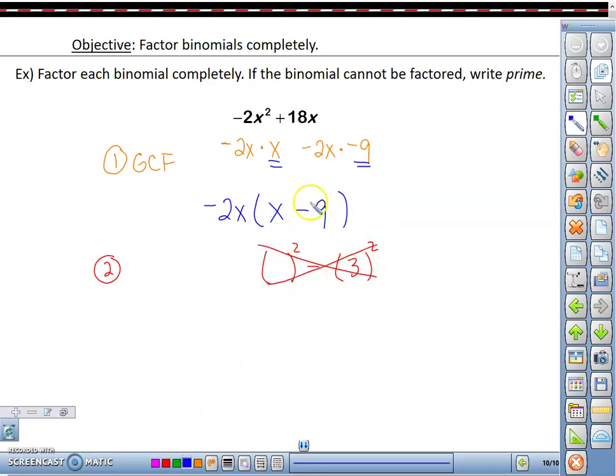And what that tells us is that this is actually our complete factored form. That's all we can do. So we get negative 2x times x minus 9 as our answer. All right, moving on to our next example.